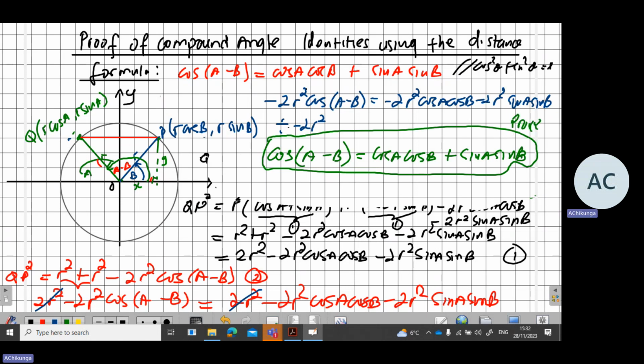Proved. So the expansion of cos A minus B is cos A cos B plus sine A sine B. Then this is proved as required.